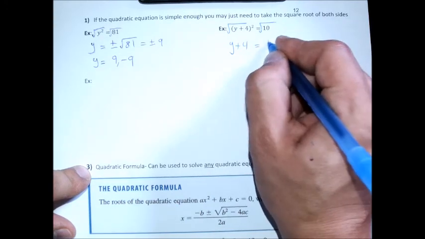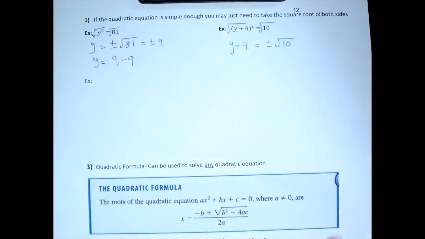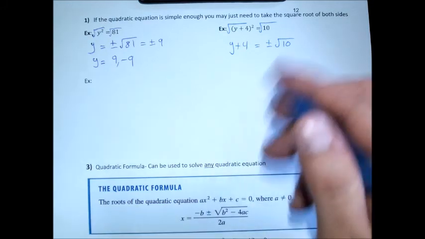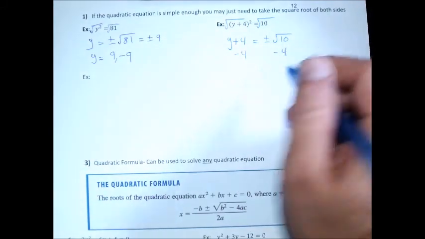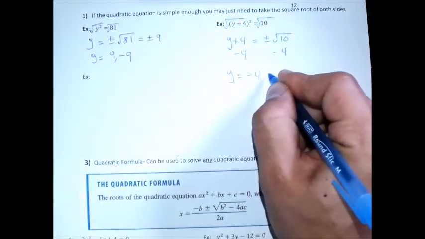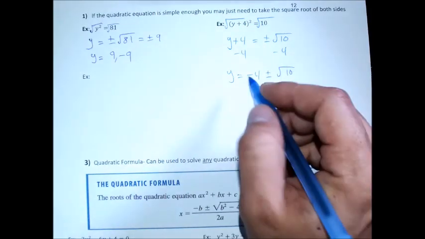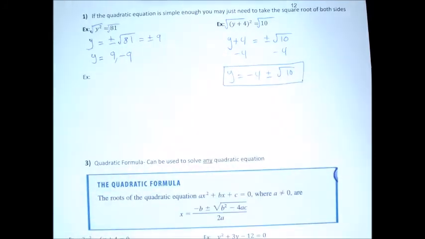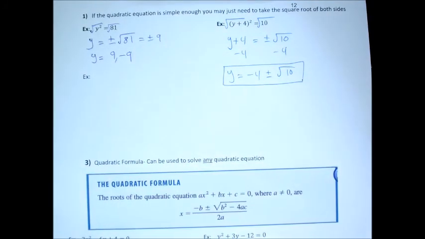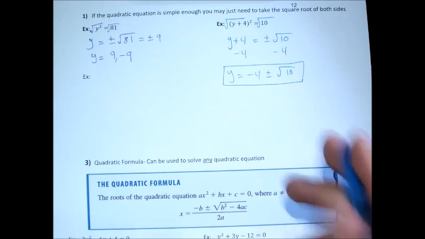And then we get plus or minus square root of 10 on the right. 10's not a perfect square, so we're just going to leave it as square root of 10. But we do get 2 answers there. Now, we're not quite done because we don't know what y is. We know what y plus 4 is. Y plus 4 is plus or minus square root of 10, but we want to know what y is, right? So let's isolate y by subtracting the 4. And so we get y equals minus 4 plus or minus square root of 10. And so that's a good answer. Just to be clear, it's 2 answers.